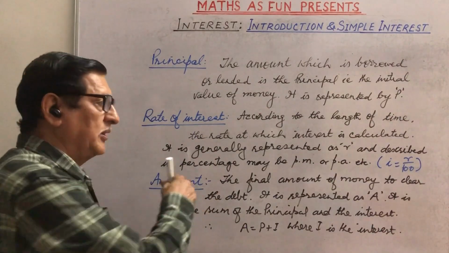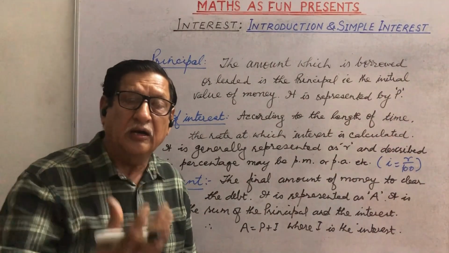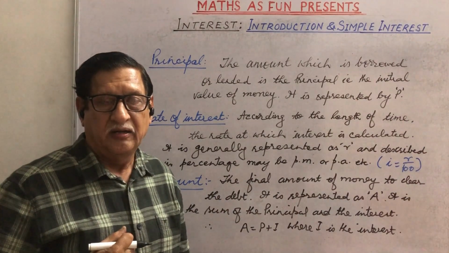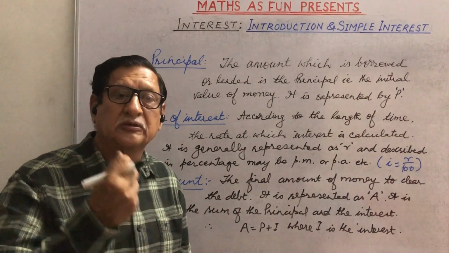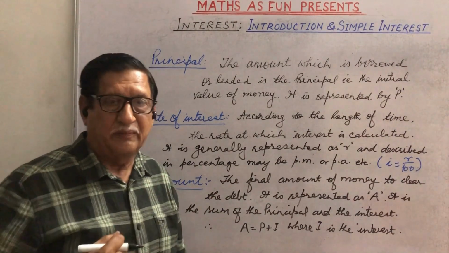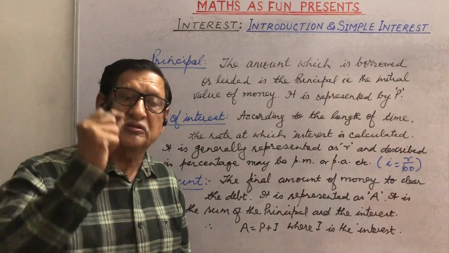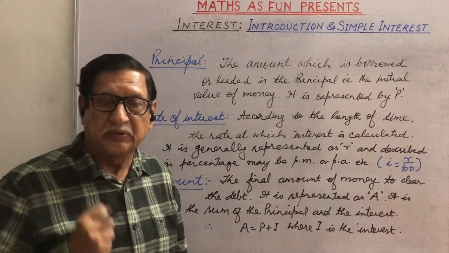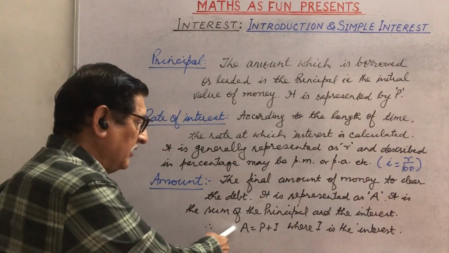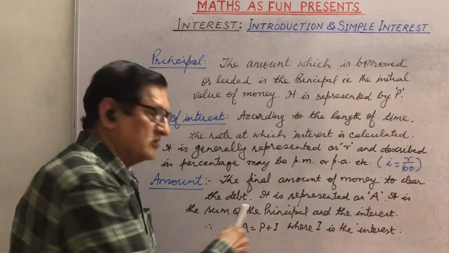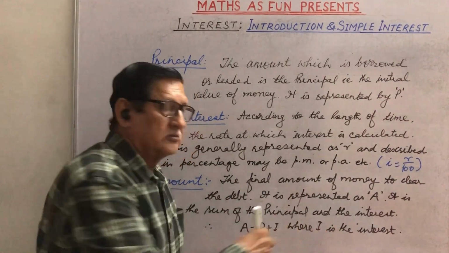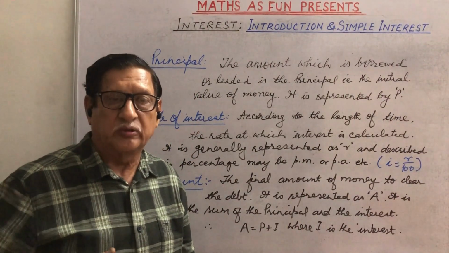Then comes the amount. The final amount which we are paying with the interest to clear up the debts is known as the amount. It means amount is the sum of the principal and the interest. Therefore, we can say that A is equal to P plus I, where I is the interest which is calculated.